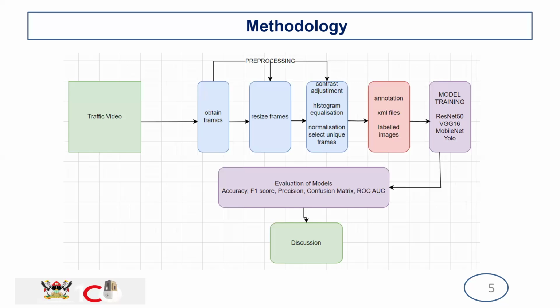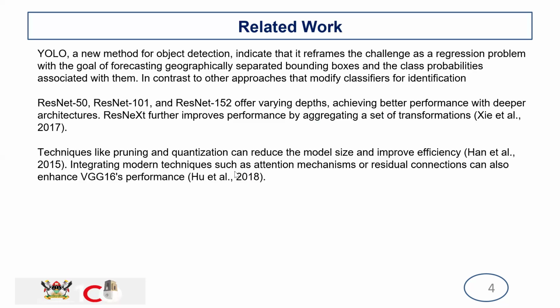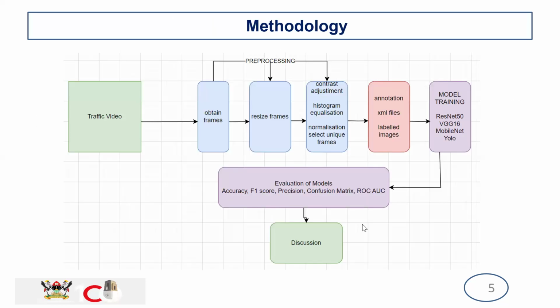So after training my models, the models were evaluated using a number of metrics, including accuracy, F1 score, precision, confusion matrix, and then the area under the curve. And then after that we had a discussion involving the results, and then the way forward.